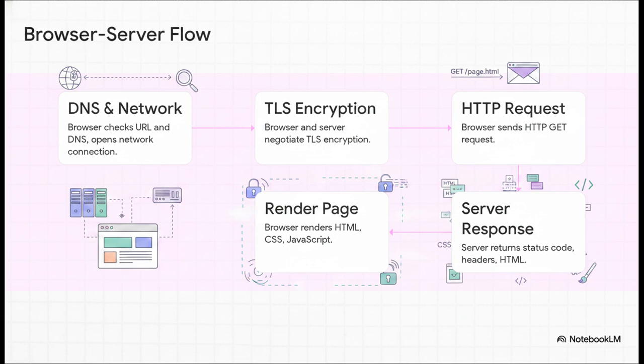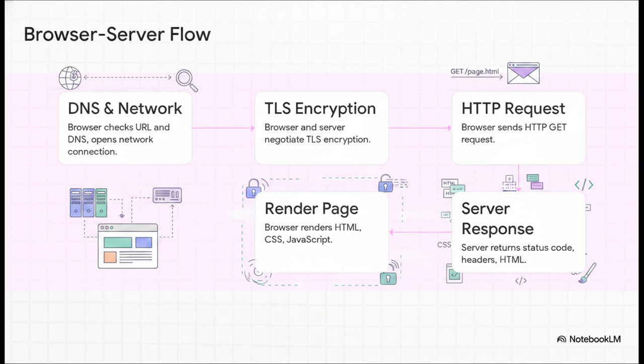Once it reads that URL, your browser kicks off a sequential flow. First, it checks the domain name system, or DNS, to translate that domain name into a numeric IP address. It then opens a network connection to that exact IP. Before any actual data is exchanged, assuming you're using HTTPS, of course, the browser and server negotiate TLS encryption. They establish a secret handshake so nobody can eavesdrop on the transit.